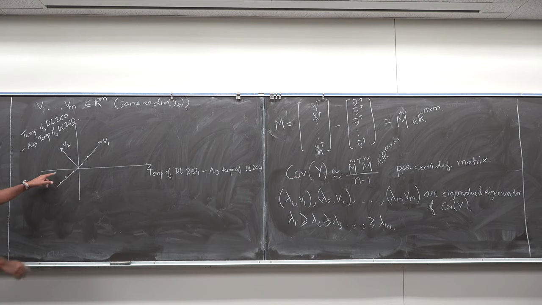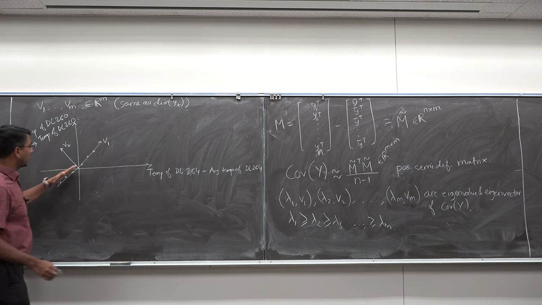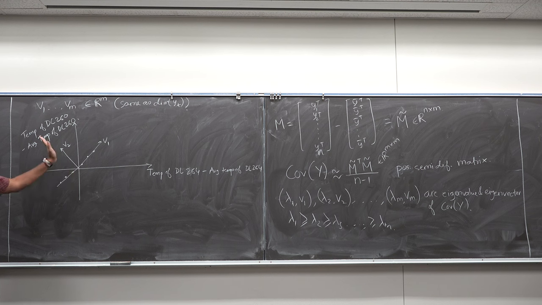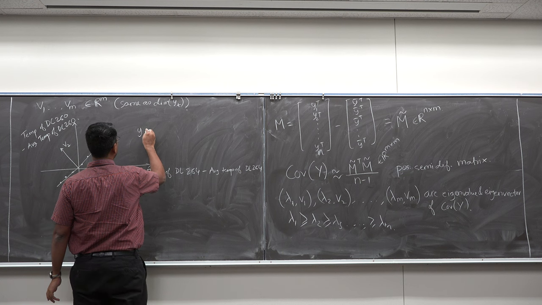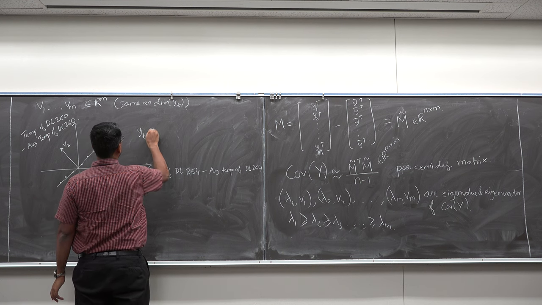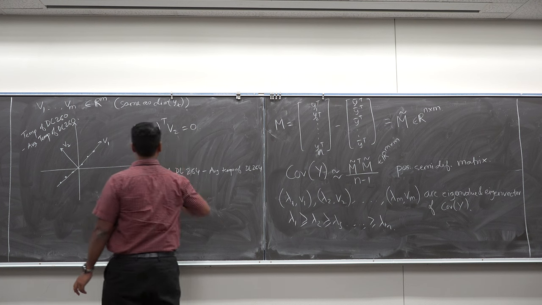Now, what do you notice from this example? All the data of y minus y bar was along this particular axis. What happened along the other axis? It's equal to zero, okay? So in this case, we notice that (y_t minus y bar) transpose v2 was equal to zero.